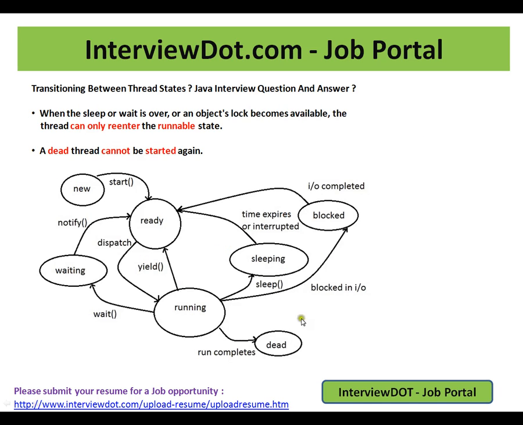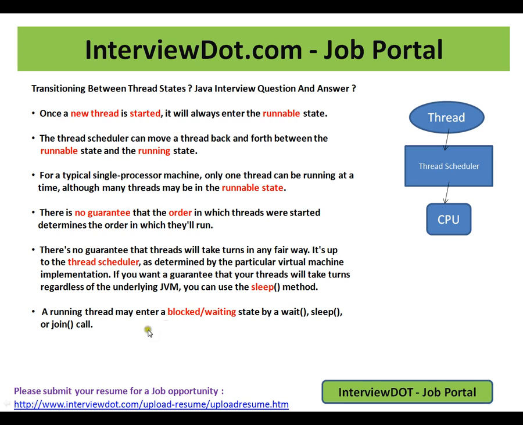So from the running state, it can move to sleeping or waiting state. Waiting means it is waiting for a notification from different objects. Sleeping means you have given some timeout, so it'll wait for the time to expire. Till then it will be sleeping, it will be like blocked. And if it is reading any document or any text file from the hard disk, or any network operation, like trying to read some byte streams from the network, then it will be blocked. The thread may enter a blocked or waiting state by wait and sleep.